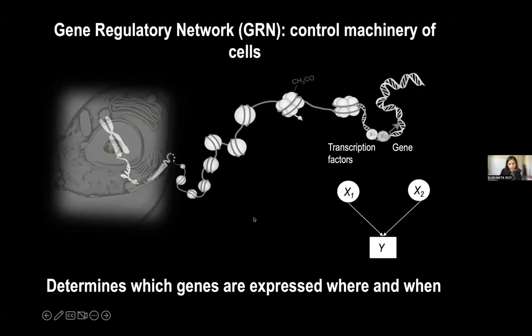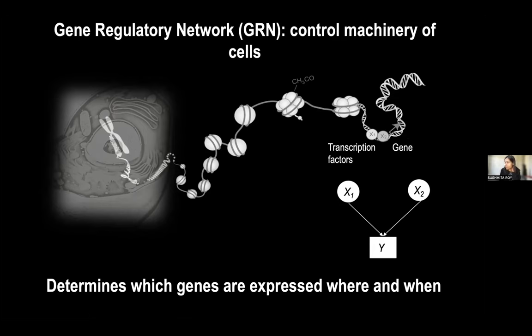So what is a GRN? I know many of you already know this, and the ones that I'm going to talk about are transcriptional GRNs, where the key players are transcription factors, maybe some signaling proteins, and we like to depict them as these directed graphs that go from these hypothetical transcription factors X1 and X2 to a target gene Y. And we are very interested in this because we think of them as control machineries of cells. They define what gene should be expressed when and where to a great extent.